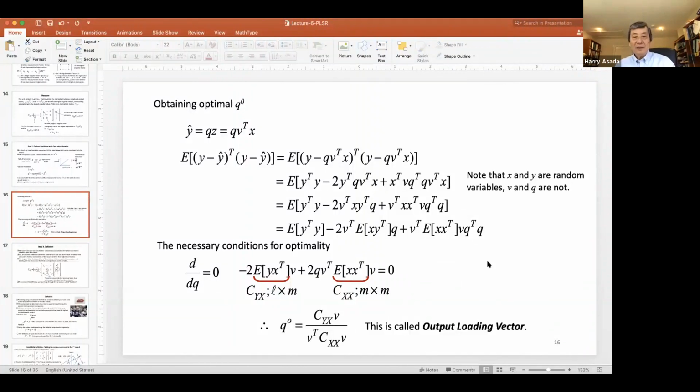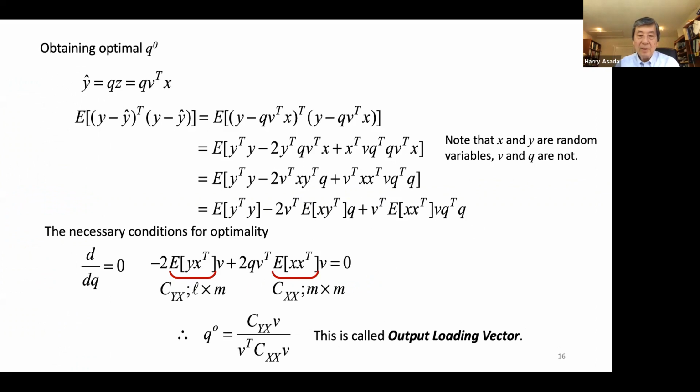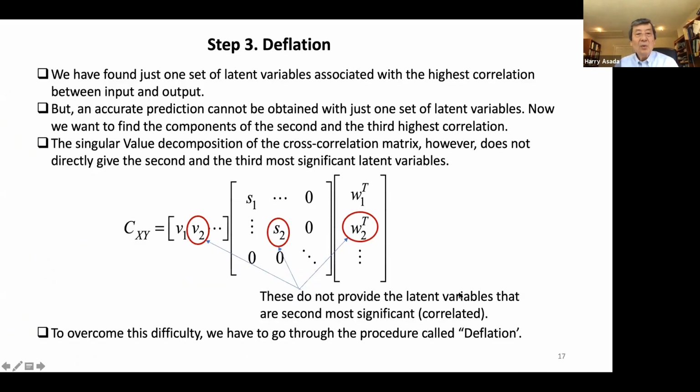Okay, with that, let's go back to the second half. The second half is a little tricky. Up to this point, it's fine. However, we found only one set of latent variables, right? We really need to find more. An accurate prediction cannot be made with just one set of latent variables.